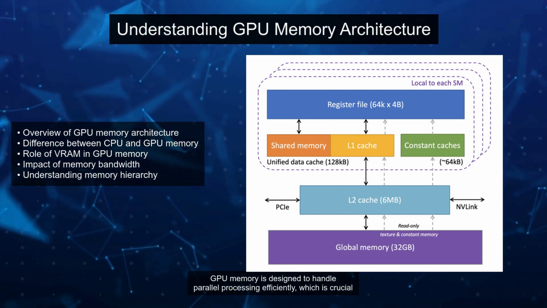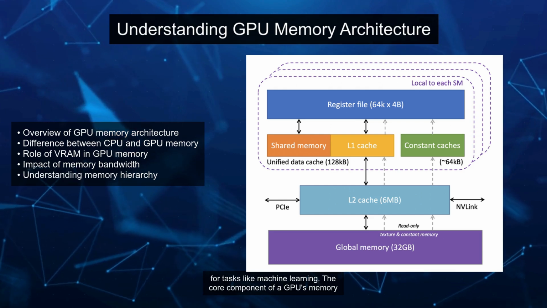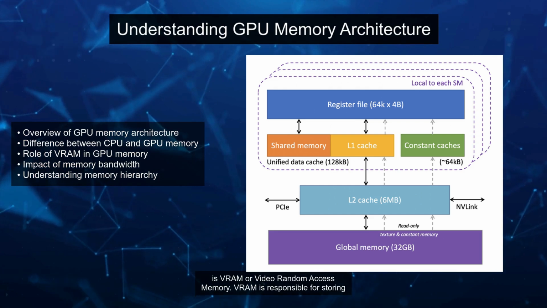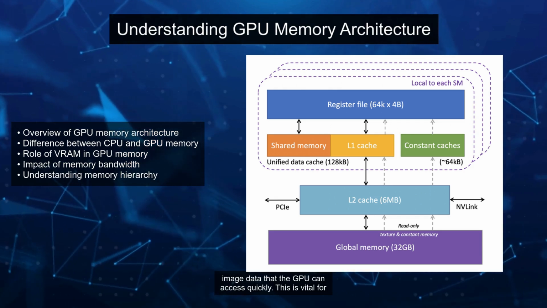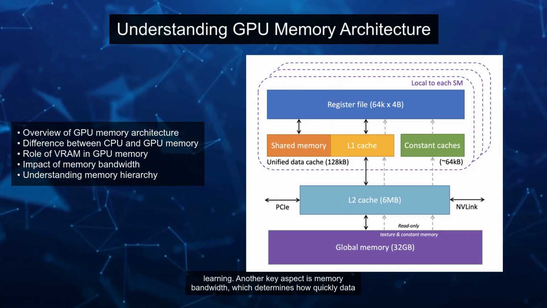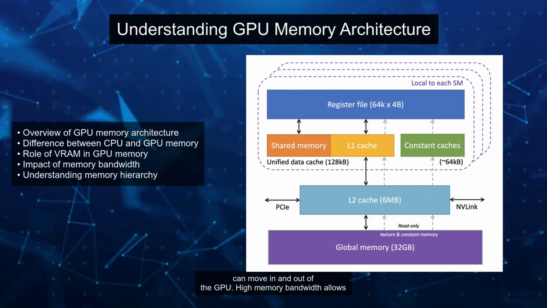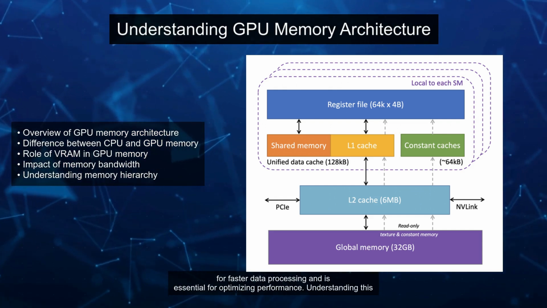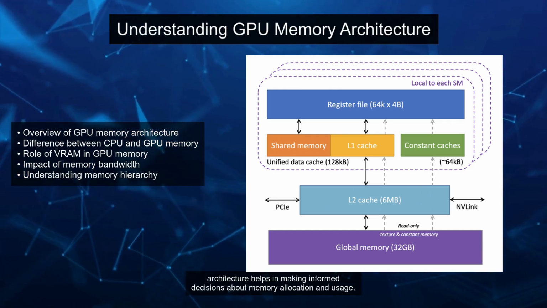Unlike CPU memory, GPU memory is designed to handle parallel processing efficiently, which is crucial for tasks like machine learning. The core component of a GPU's memory is VRAM, or Video Random Access Memory. VRAM is responsible for storing image data that the GPU can access quickly. This is vital for rendering graphics, but it's also crucial for processing large datasets in machine learning. Another key aspect is memory bandwidth, which determines how quickly data can move in and out of the GPU. High memory bandwidth allows for faster data processing and is essential for optimizing performance. Understanding this architecture helps in making informed decisions about memory allocation and usage.